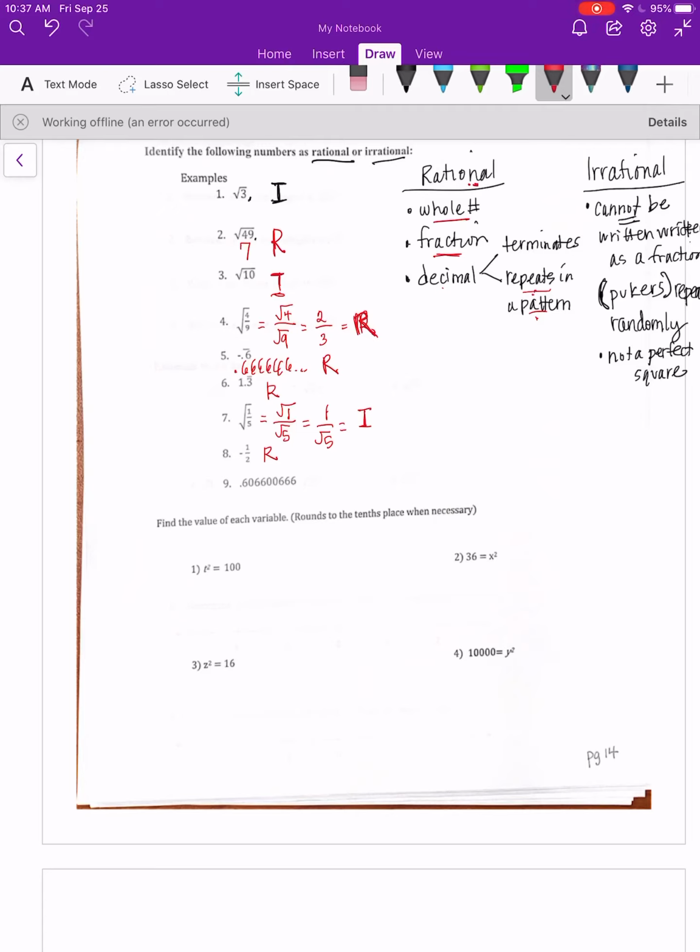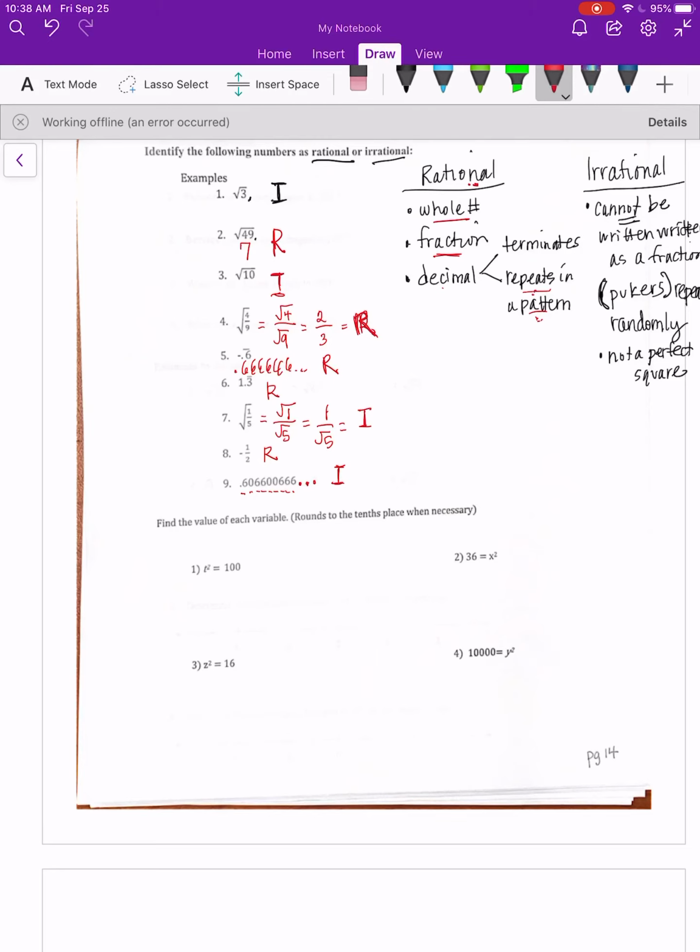This one, fraction, so it is rational. This one, notice it repeats, and actually technically, I'm sorry, it should have dots after it. That's a big clue too. But it's 606600666, and so it repeats, but that's not in a pattern. A pattern would be something like 06060606, and it doesn't do that. So then that means it's just randomly repeating, and it is irrational.